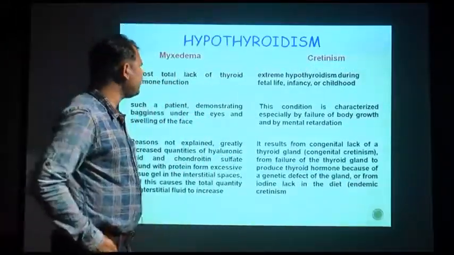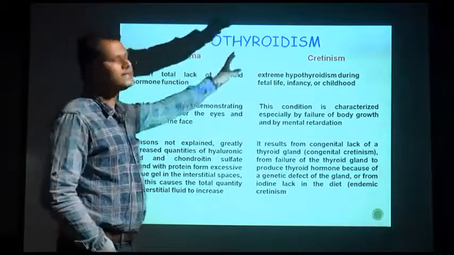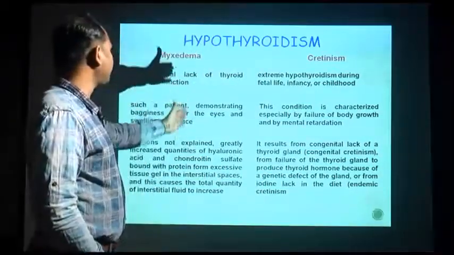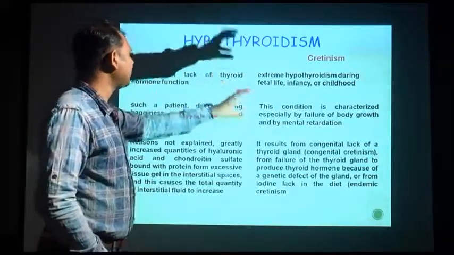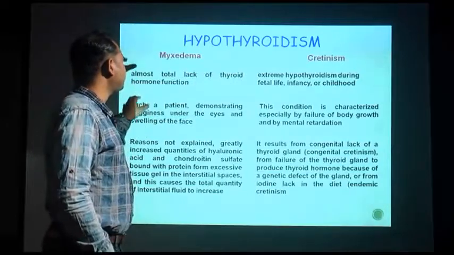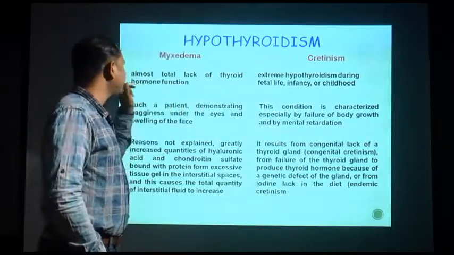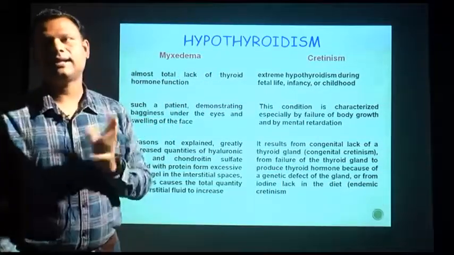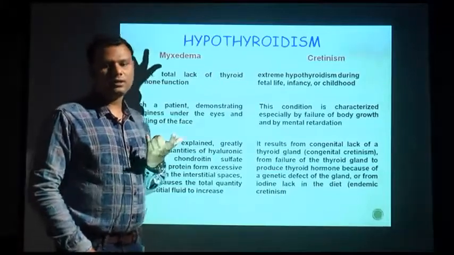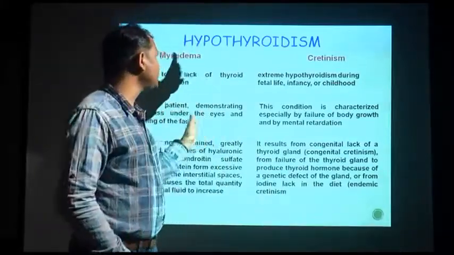Now let us see 2 diseases associated with hypothyroidism. One is myxedema, another one is cretinism. I have shown this slide in a comparative way where you can understand what myxedema and cretinism are. Actually myxedema is quite similar to cretinism, but the difference is that myxedema happens in adults and cretinism happens in childhood or before attaining adolescence. These important points you have to remember.